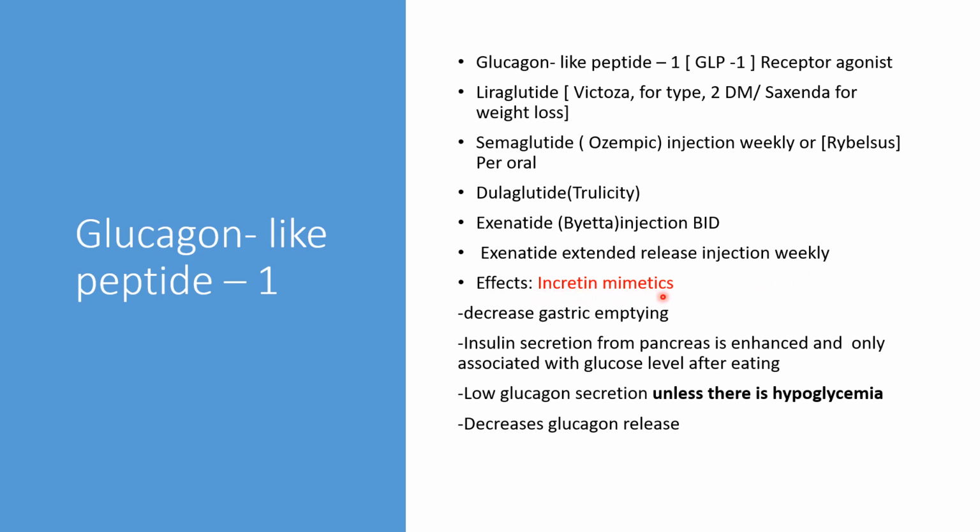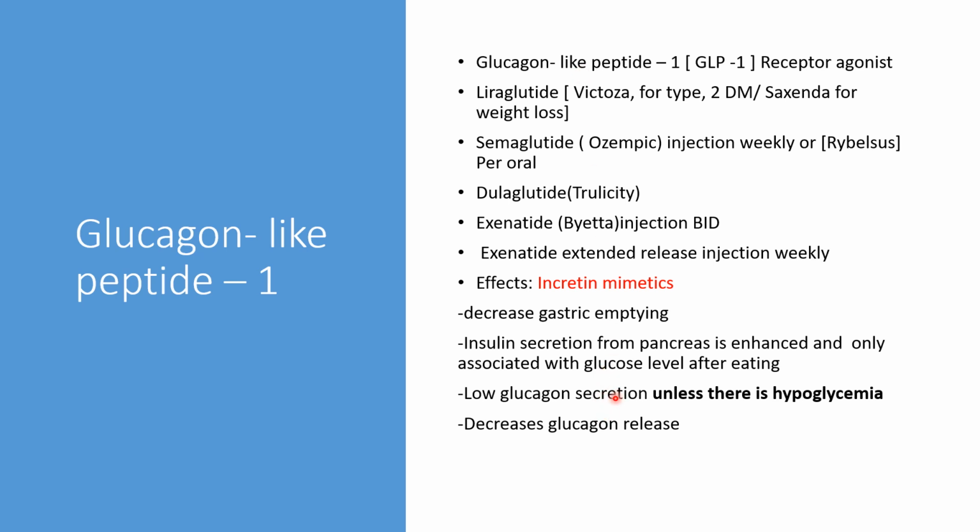They are incretin mimetics. So they decrease gastric emptying. So that will reduce the rate of substances absorbed in the system, thereby reducing weight, okay? And then insulin secretion from pancreas will be enhanced and only associated with glucose level after eating. That will be secretagogue, right? Remember I said in type 2, they have good pancreas, but there is insulin resistance. The low glucagon secretion will be the case when you are using these medications. The level of glucagon secretion will drop.